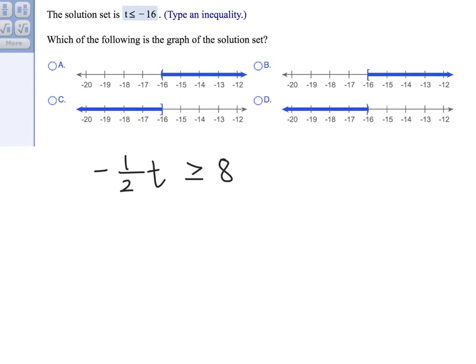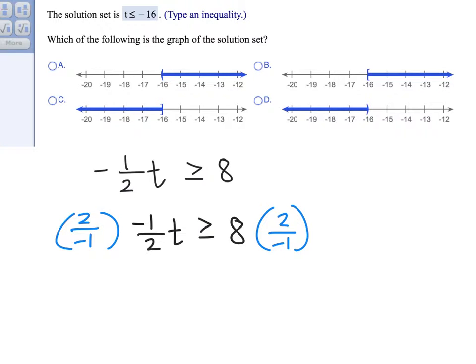And so what we've got down here is negative 1/2 t. All right, so now if I want to, this is actually kind of a nice idea. You can take that negative and attach it to the numerator. So you get negative 1 over 2 t is greater than or equal to 8. And now I'm going to multiply both sides by 2 over negative 1. And when I do that, this is a negative times a negative, so it ends up being just a plain old positive 1.